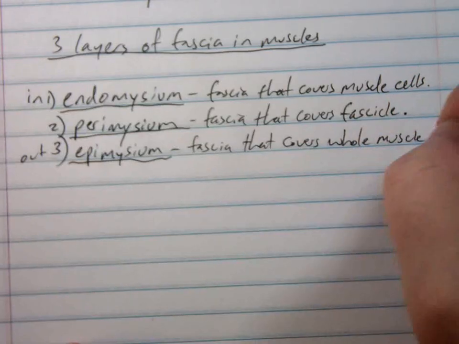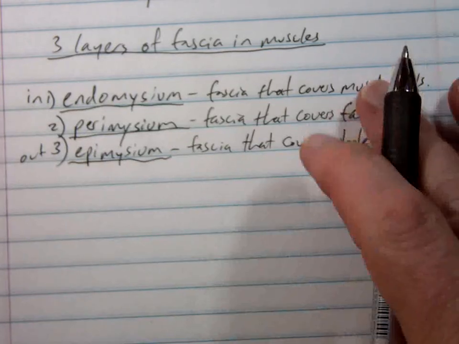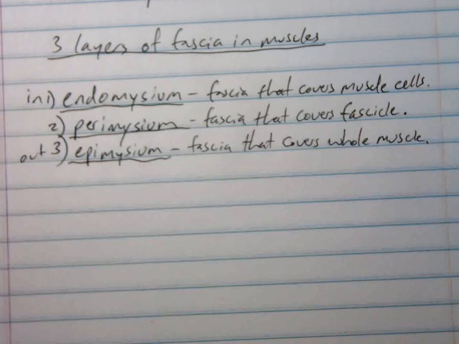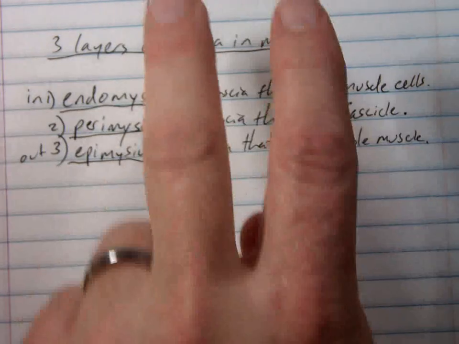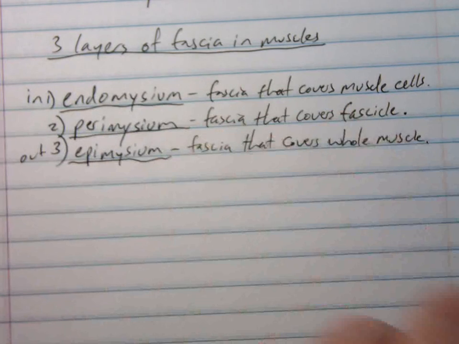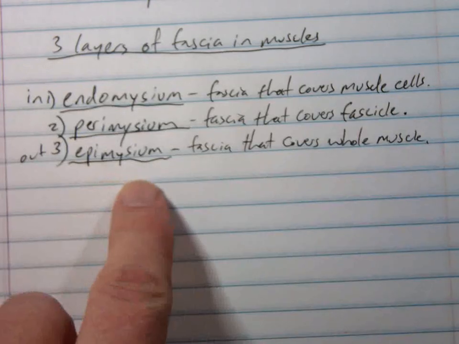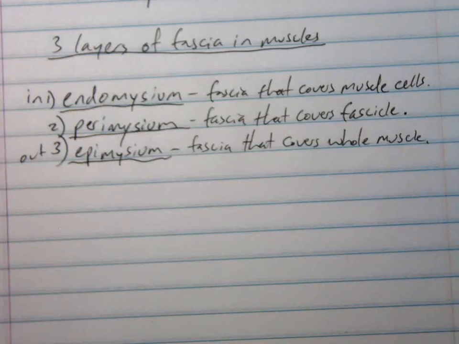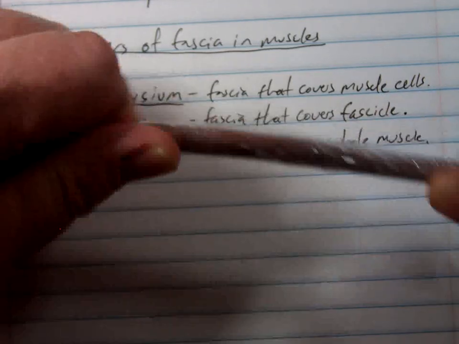That covers whole muscle. So, if you're a hunter and you've dressed out, deer's a good example. If you dressed out your deer and you cut the skin off, all of the muscles look a little bit shiny because they're covered in silver skin, right? That silver skin is epimysium. It's the outer layer. But all of those things combined are what make muscles strong, okay?